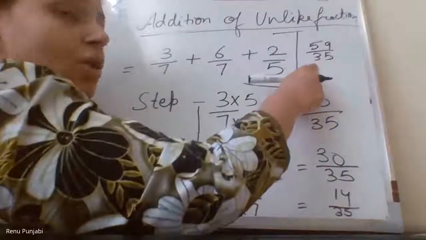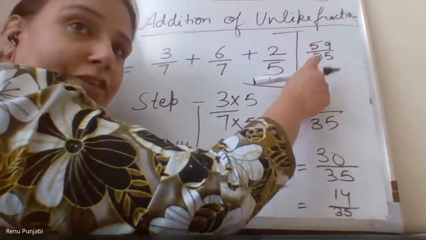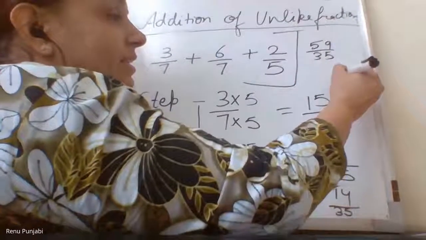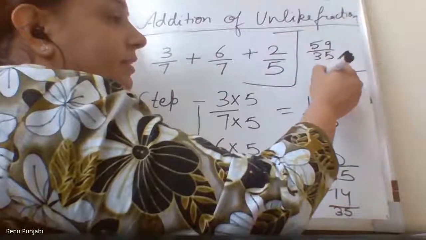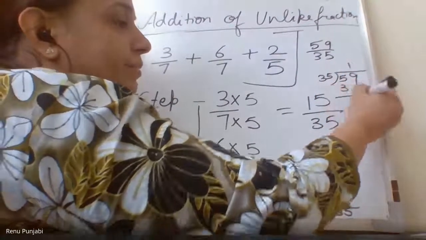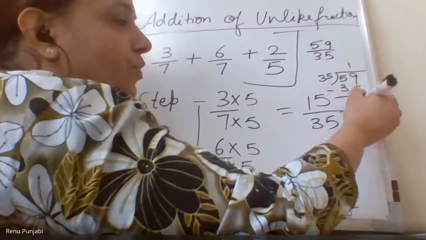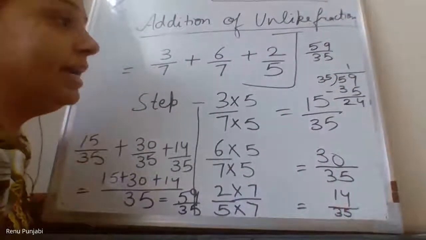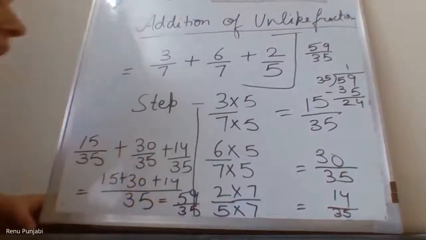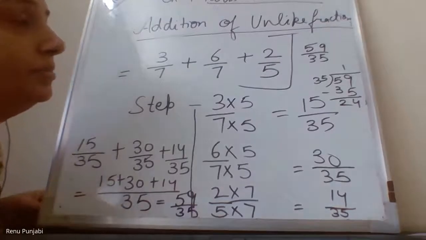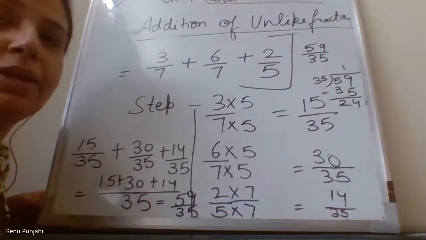Here what is smaller? The denominator, which is 35. So we will divide this. 35 ones are 35. Subtract: 9 minus 5 is 4 and 5 minus 3 is 2. After dividing, how will we write this answer as a mixed fraction? Aryan, tell me. Switch on your microphone.